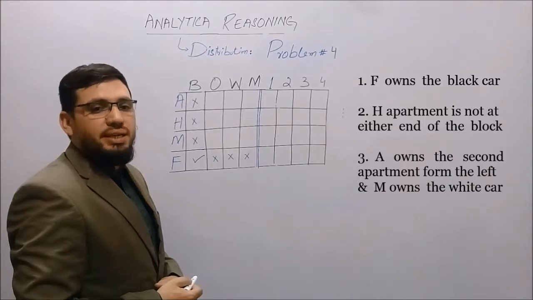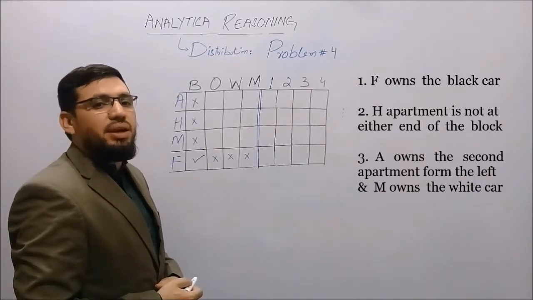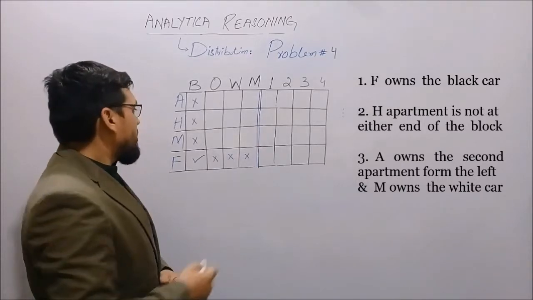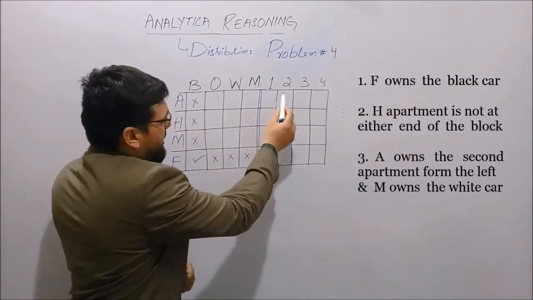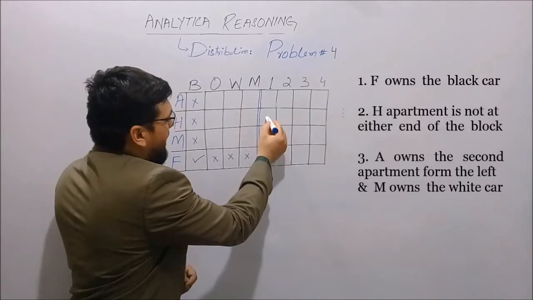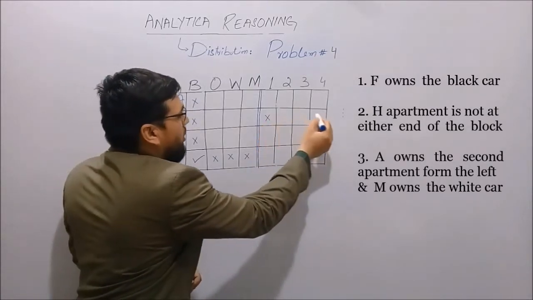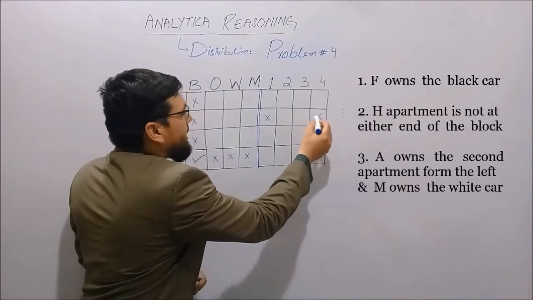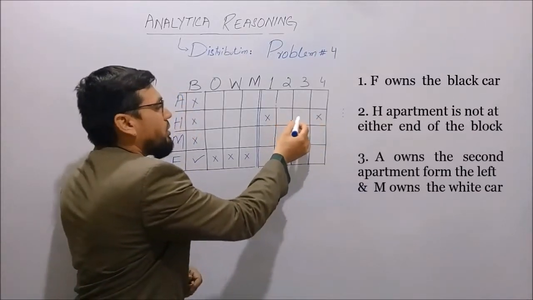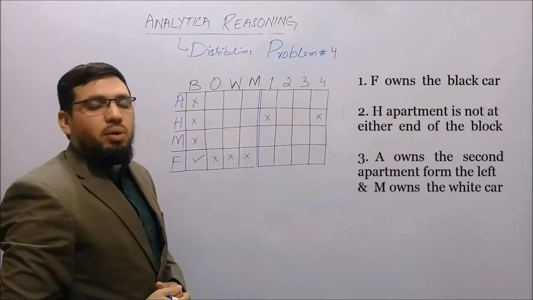Let's move toward the second information: H's apartment is not at either end of the block. So H will not appear in the first one, nor in the last one, but can appear in the second or the third one, counting from the left side.